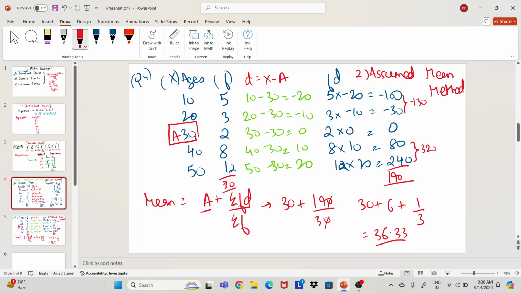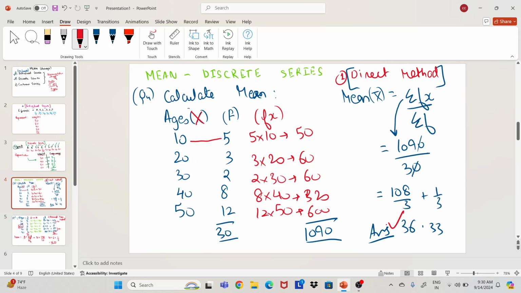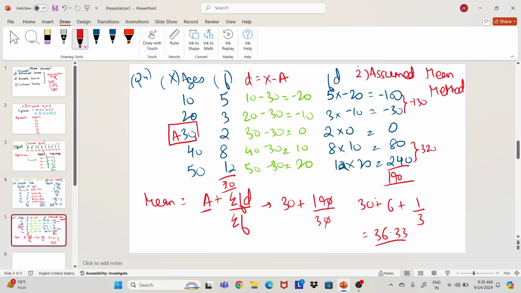So we can recheck the answer. Yes, the answer is the same, 36.333, and here also we get 36.333 as the answer. This was the second method for calculating mean.